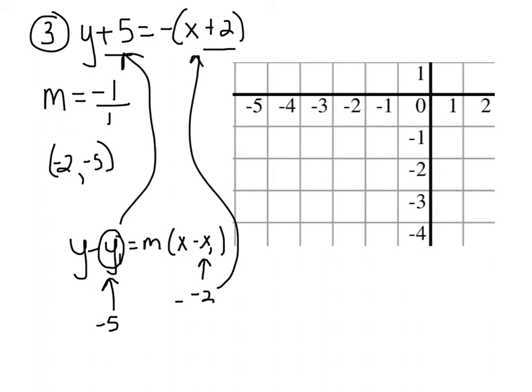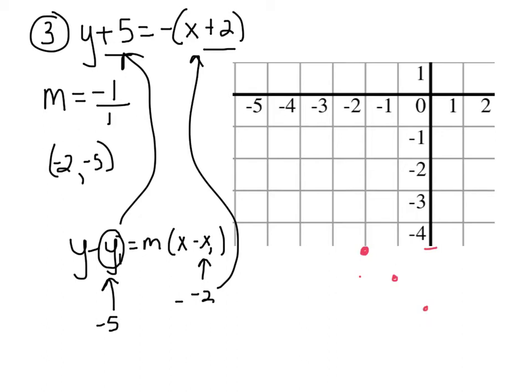So we graph the point negative 2, negative 5. Negative 2, negative 5. 1, 2, 3, 4, 5. We're out of room here. So negative 2, negative 5. And our slope is negative 1 over 1. So negative 1 means we go down 1 to the right 1. Down 1 to the right 1.